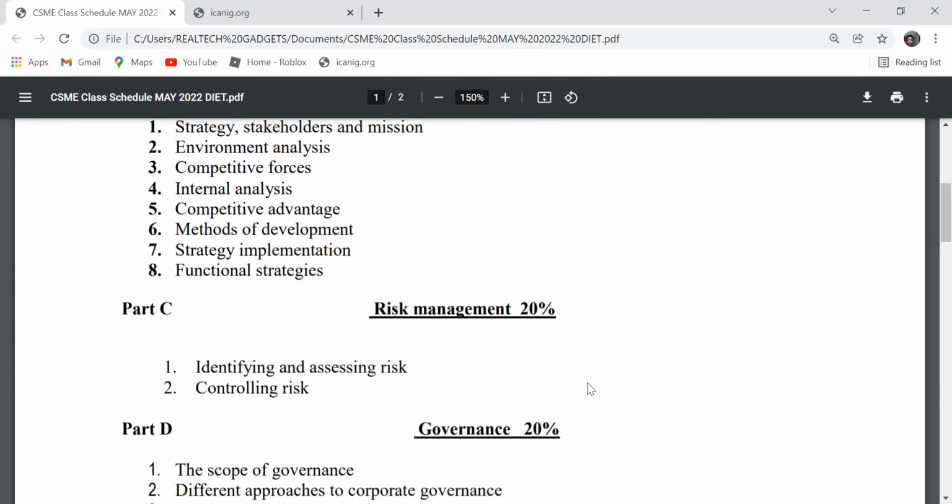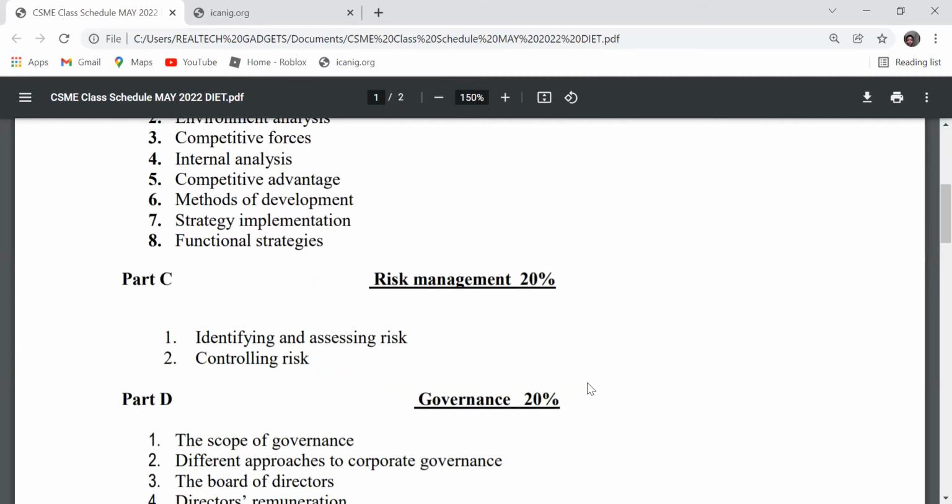And one of the syllabus, section C, is what we call risk management. And please, let me inform you, since today is the first class, that one of the ways for you to pass this particular subject, one of the areas you have to know very well, is risk management. And it is not much. It is just 2 chapters of your study text.